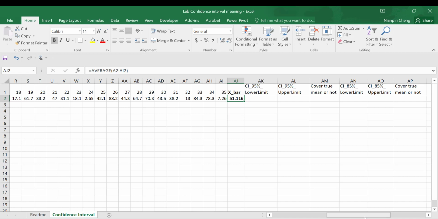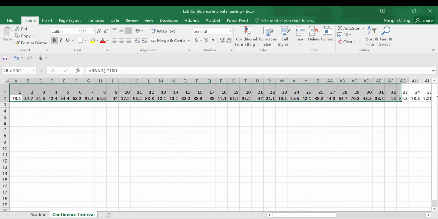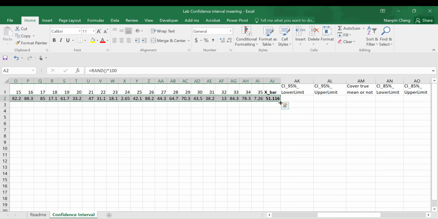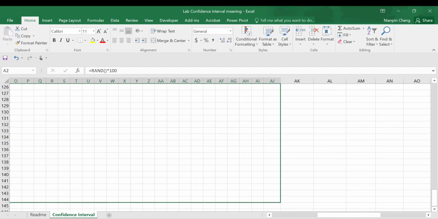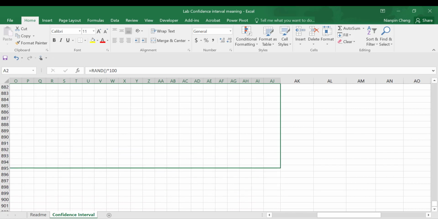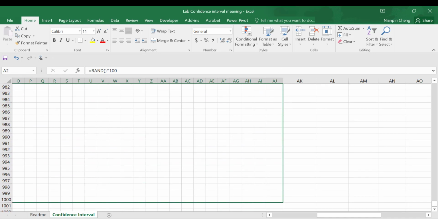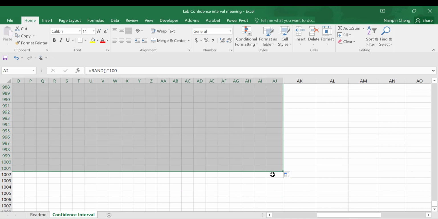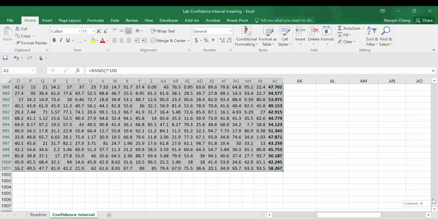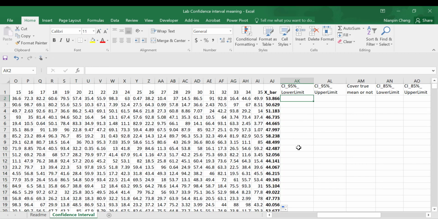So what we need to do, we need to generate 1,000 samples from the same population. Just drag it down to 1,000. Oh, 1,019. Okay. So that's a total of 1,000 samples. And then we need to generate a confidence interval based on each X bar.